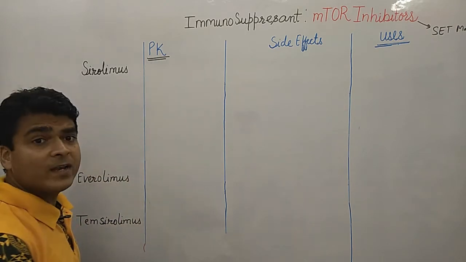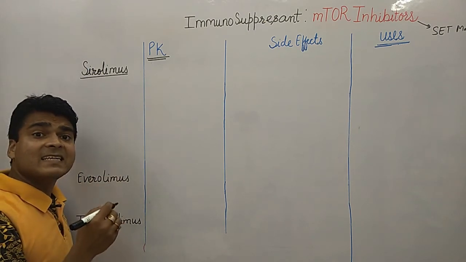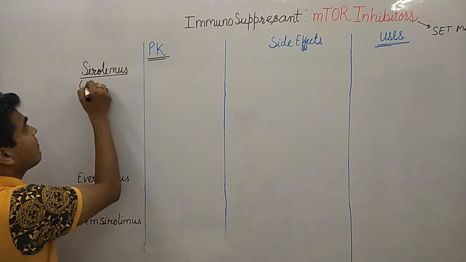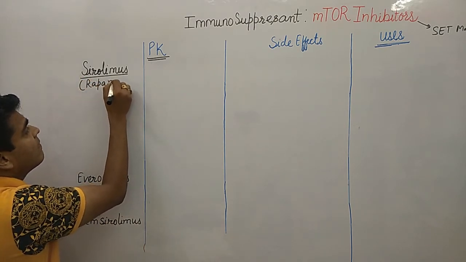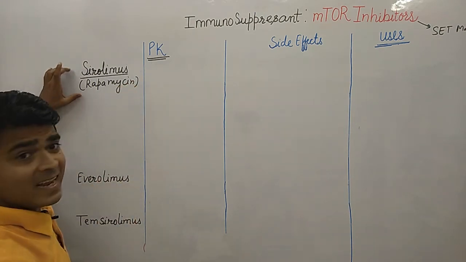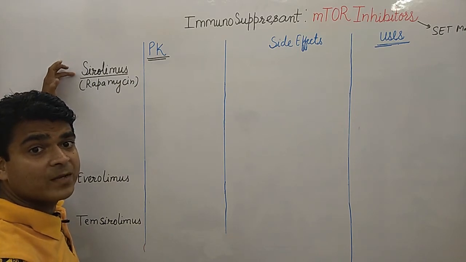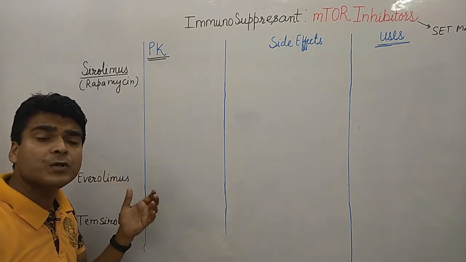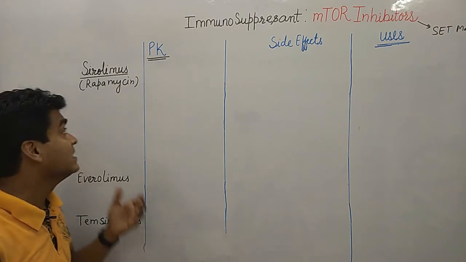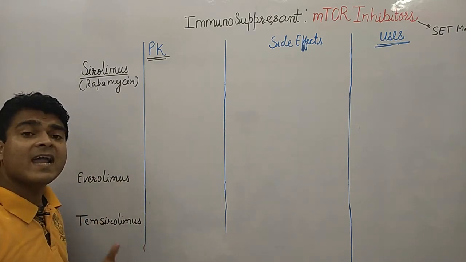So what is sirolimus? Sirolimus was earlier known as rapamycin. It is the historical name of this drug, and nowadays this drug is known as sirolimus. So the examiner may ask the question, which of the following drugs is also known as rapamycin? He can give options like sirolimus, everolimus and temsirolimus, and none of these.